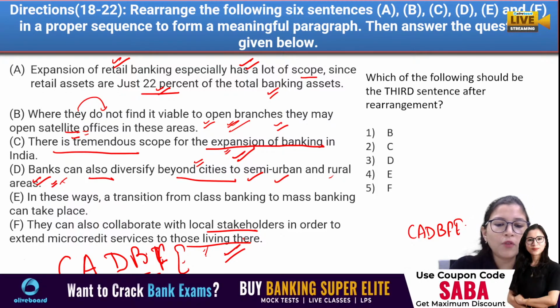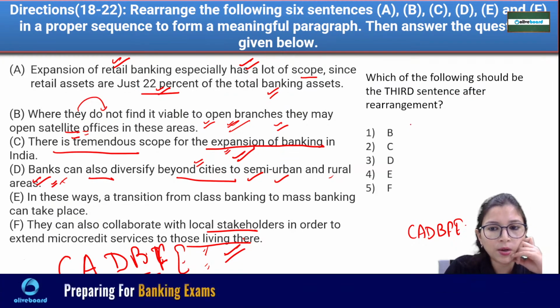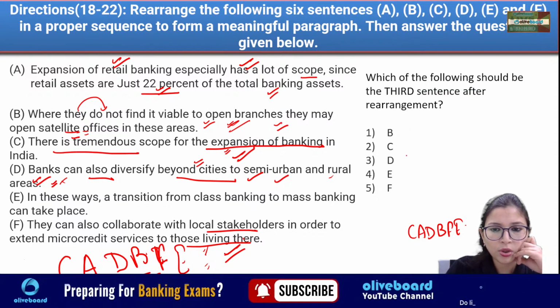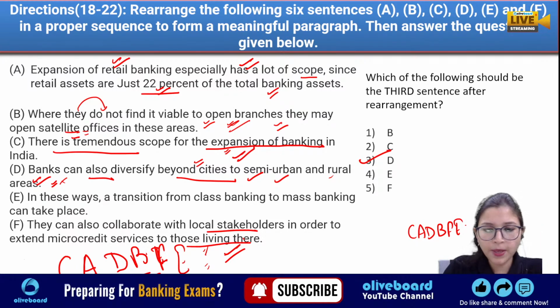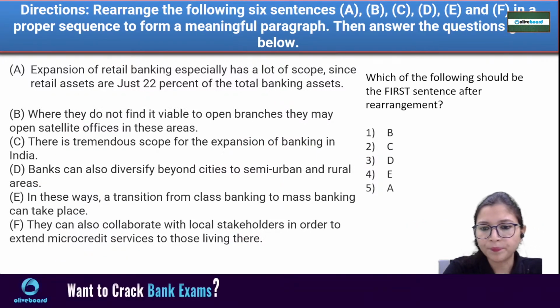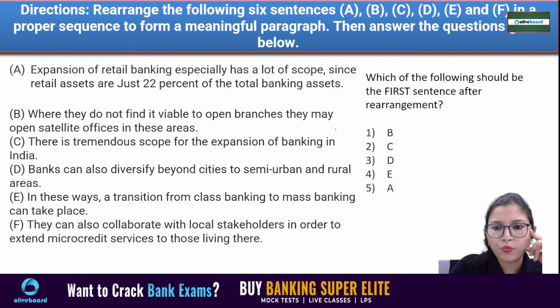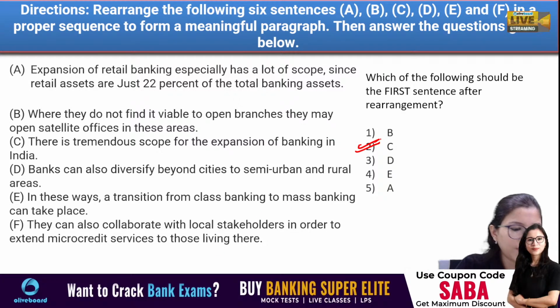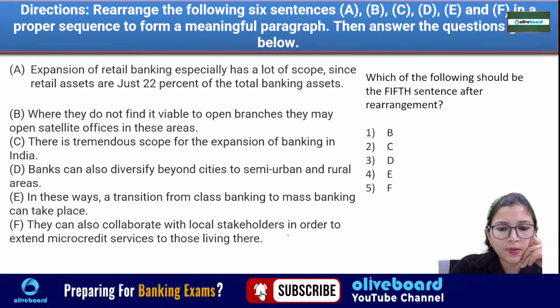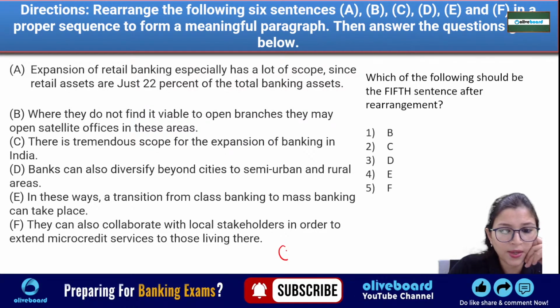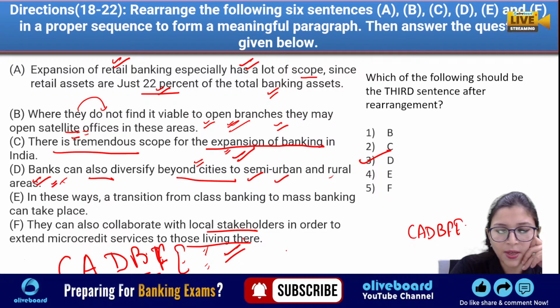Okay. Now, once you have arranged it, you can quickly mark your answers. Which of the following should be the third sentence after arrangement? So third will be D. Third will be D. CADBFE. Remember the pair CADBFE. First sentence is C. First sentence is C. See, once you have arranged, you can easily mark the answer. First sentence is C. Okay. Fifth sentence, what was the pairing? CADBFE.